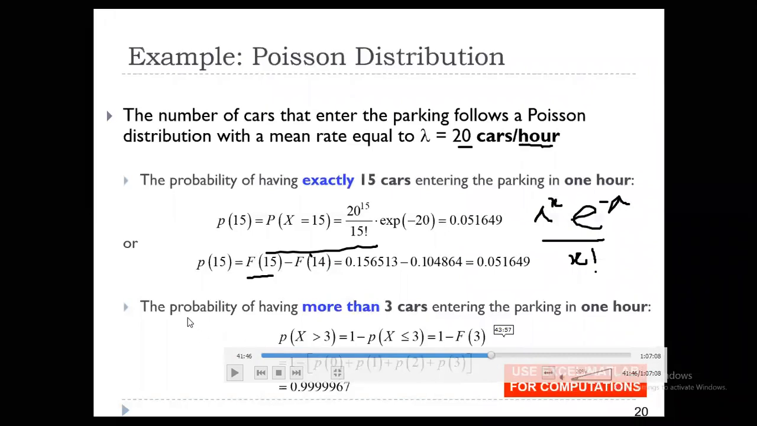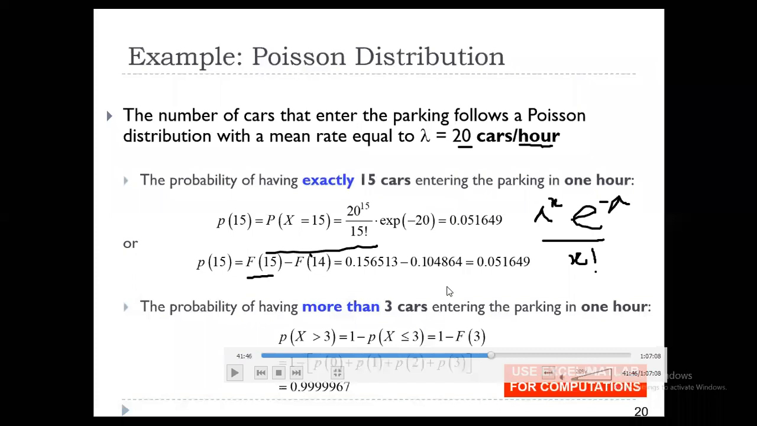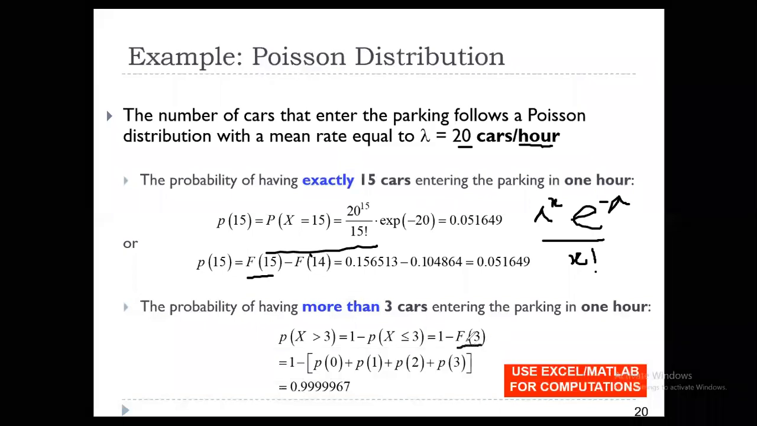Okay, the same way, this is also CDF. It says find the probability of having more than 3 cars. More than 3 cars is indirectly 1 minus the probability of having less than or equal to 3 cars. Less than or equal to 3 cars simply means you are going to find the probability of the cumulative distribution till you get to 3 cars.